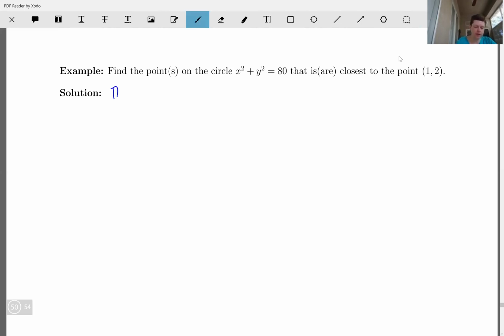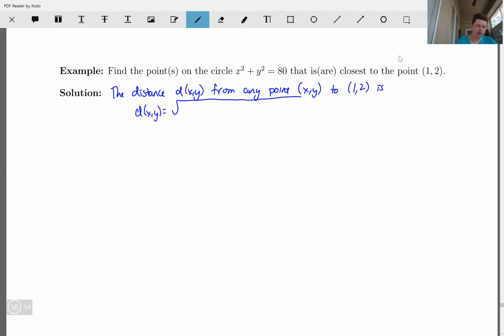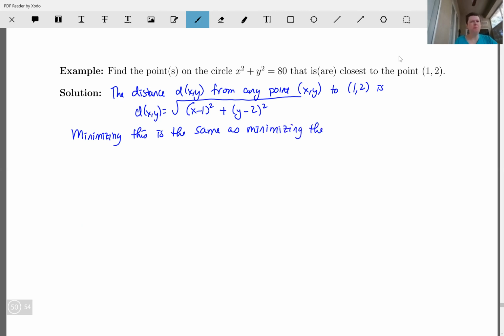Well, the distance, I'm going to call it d of x, y, from any point x, y to the point 1, 2 is going to be, well, it's the square root of the quantity x minus 1 quantity squared plus y minus 2 quantity squared. But if I'm minimizing this, that's the same as minimizing the square of the distance, which is much more friendly to work with.